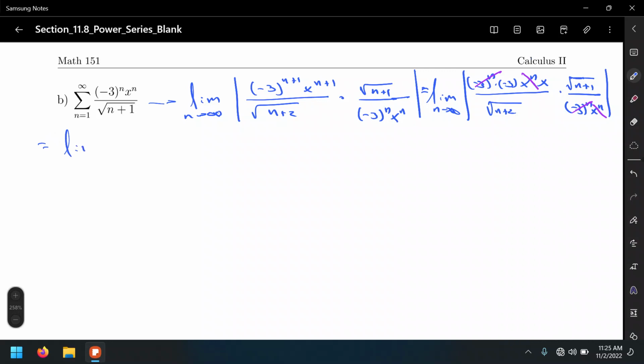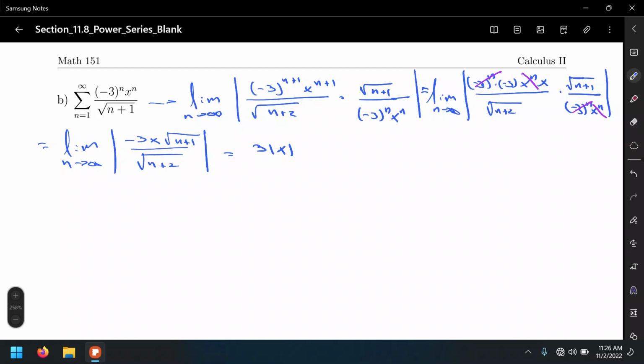Limit as n approaches infinity of the absolute value of -3x times the square root of n plus 1 over the square root of n plus 2. So again, this limit is a limit in terms of n, not in terms of x, so everything else we can take outside of the limit. Number 1, the absolute value of -3 will be positive 3. Absolute value of x, because x can be anything.